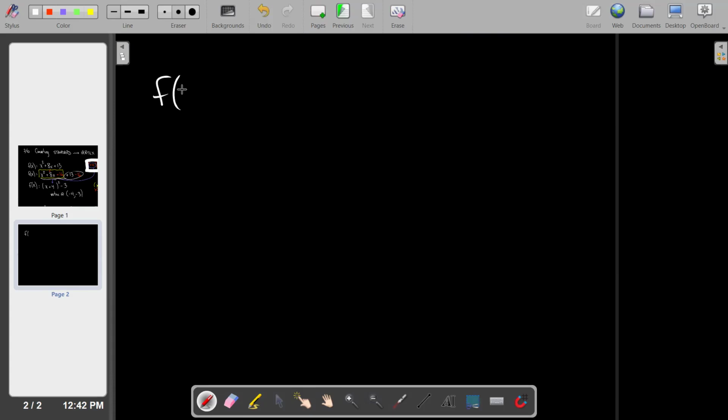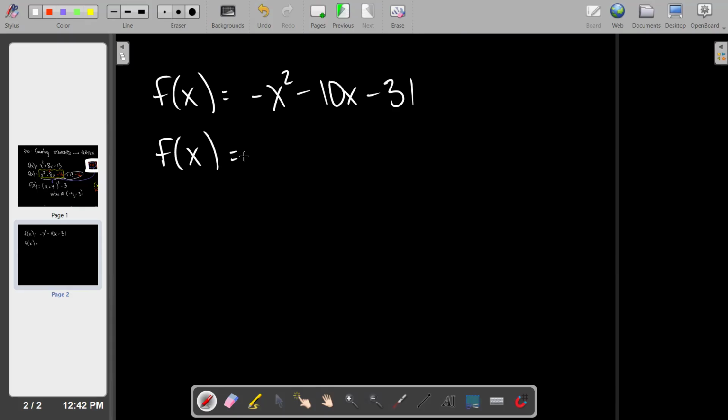f of x equals -x squared minus 10x minus 31. And again, like I said, you will start combining these first two steps into one. I just don't want to do it to you today. So I'm going to leave my -x squared and my minus 10x here, and I'm going to scoot the minus 31 off to the back.